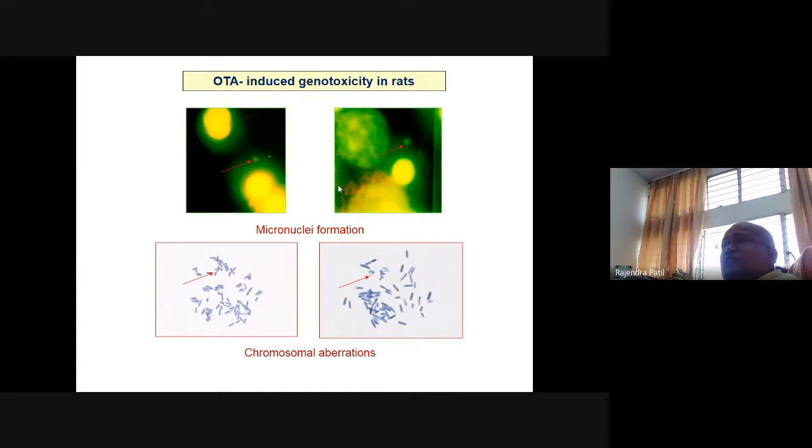Then genotoxicity also we have studied, with a single dose of 2.75 mg per kg body weight given to the pregnant rats. This picture is from my PhD work, where I studied the micronuclear formation, beyond the chromosomal aberrations it will cause. These are the bone marrow aspirations after 24 hours of exposure to the single dose of aflatoxin in the pregnant rats. And beside that, the sister chromatid exchange is also being caused.